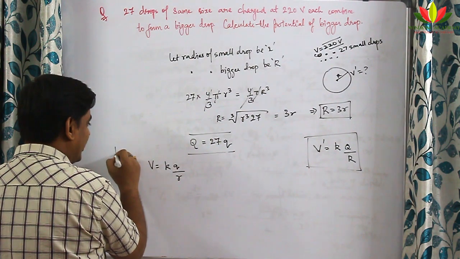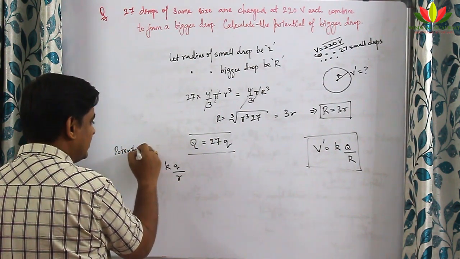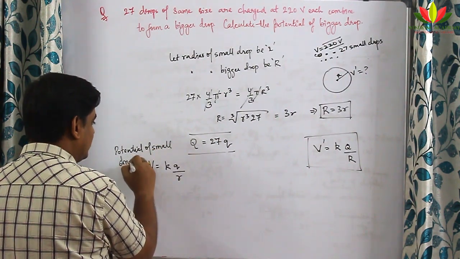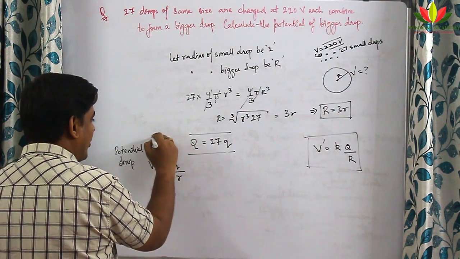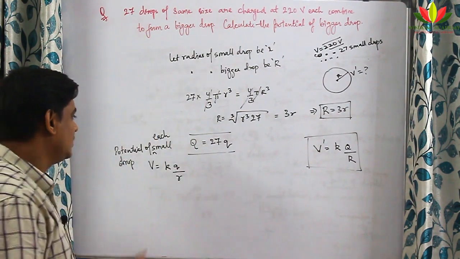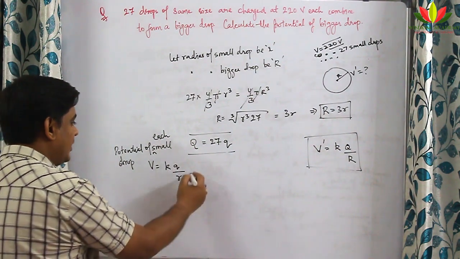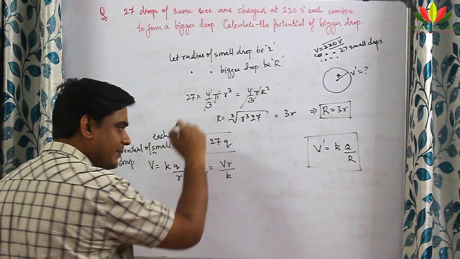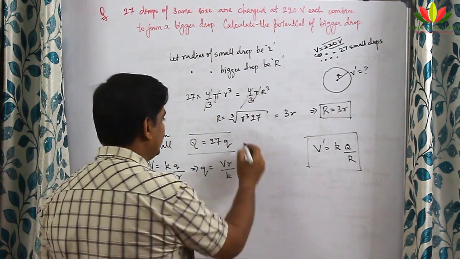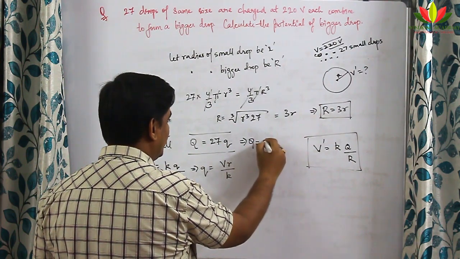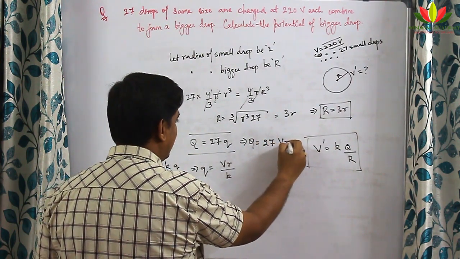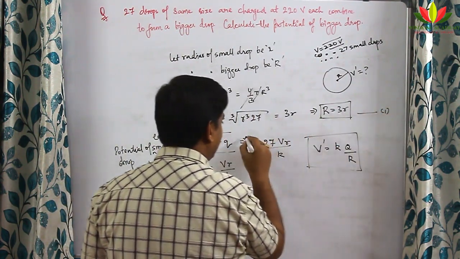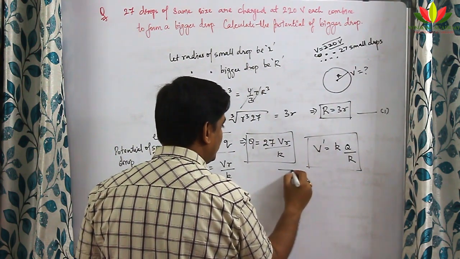This is the potential of the smaller drop. The potential of each small drop will be V is equal to K into q by r. So, from here you can write small q is equal to V into r by K. So, small q value if you put here, I will get capital Q is equal to 27 times of V r by K. Let this be equation number 1 and let whatever value you have found be equation number 2.